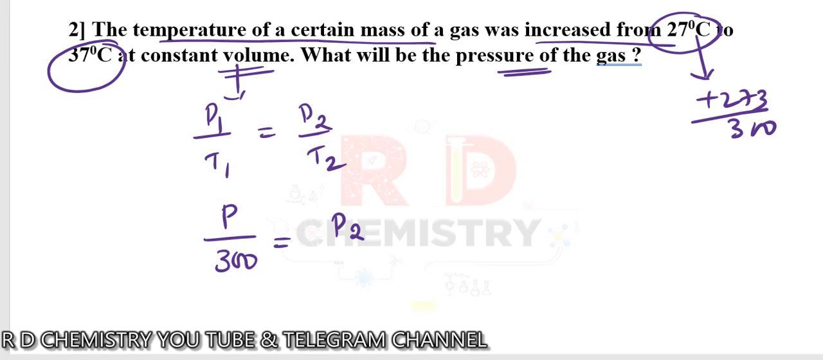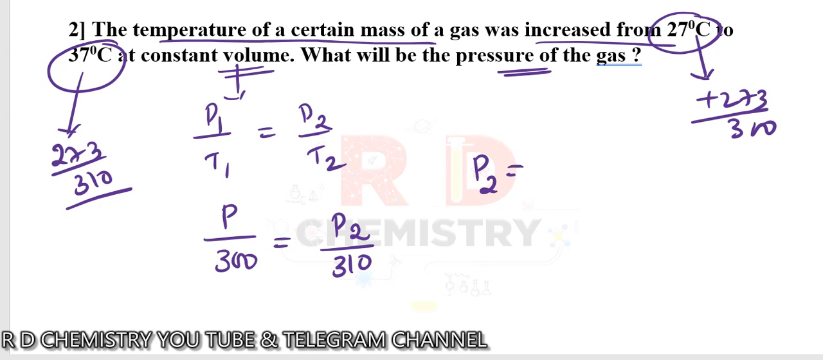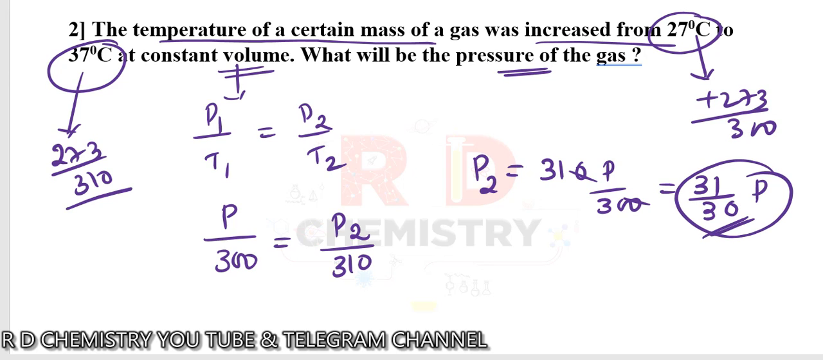So P divided by 300 is equal to P2. We are supposed to calculate the final pressure. And the final temperature is 37, add 273, so this will be equal to 310. Okay, we get 10 degrees extra. So 310. Remember, we will be substituting the Kelvin scale only. So therefore P2 will be equal to 310 into P divided by 300. Okay, so it is 31 divided by 30 P. Is that okay? Fine.